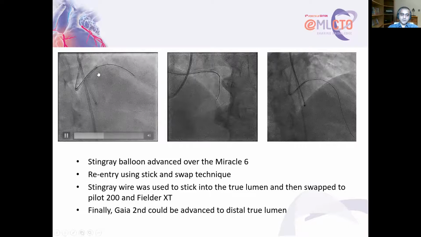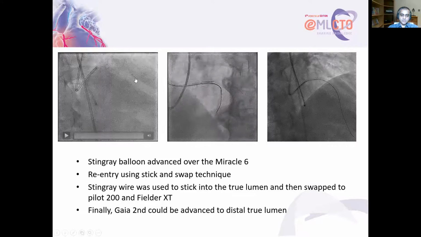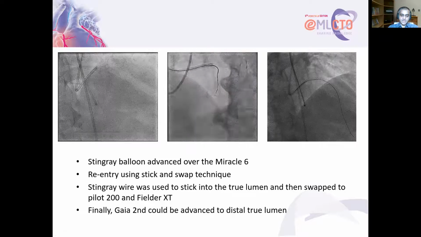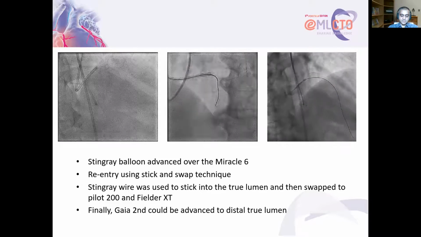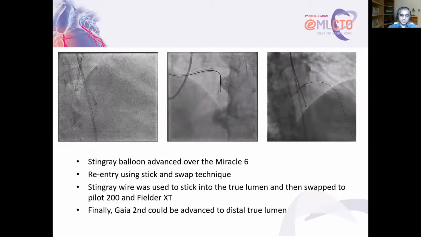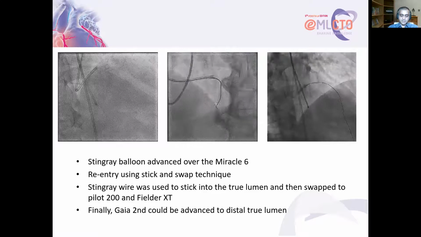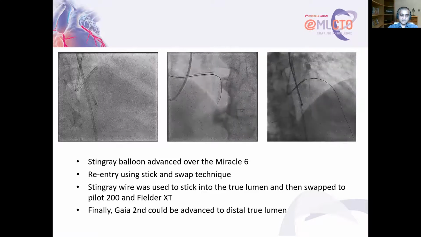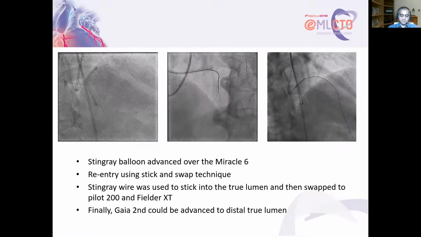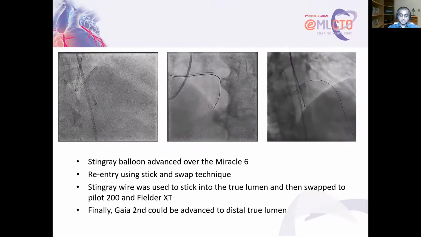So over a Miracle 6 wire, we were able to introduce the Stingray balloon. Remember, the Stingray balloon has to be prepped adequately off the table so that you can actually see the balloon, because it has a small amount of contrast that is taken in. Now, remember, the balloon is a self-orientating balloon which sits in the subintimal space.